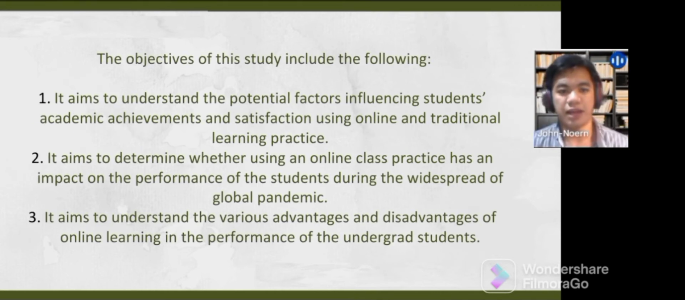Lastly, the objectives of our study include the following. Number one, it aims to understand the potential factors influencing students' academic achievements and satisfaction using online traditional learning practice. Two, it aims to determine whether using an online class practice has an impact on the performance of the students during a widespread global pandemic. And lastly, number three, it aims to understand the various advantages and disadvantages of online learning in the performance of undergrad students.